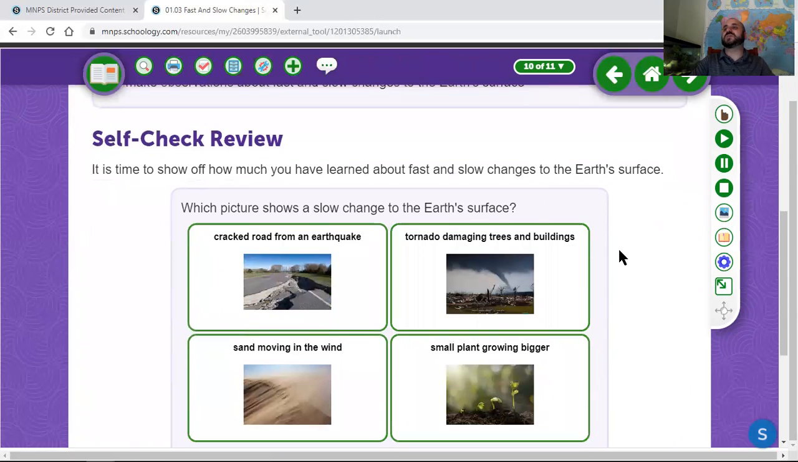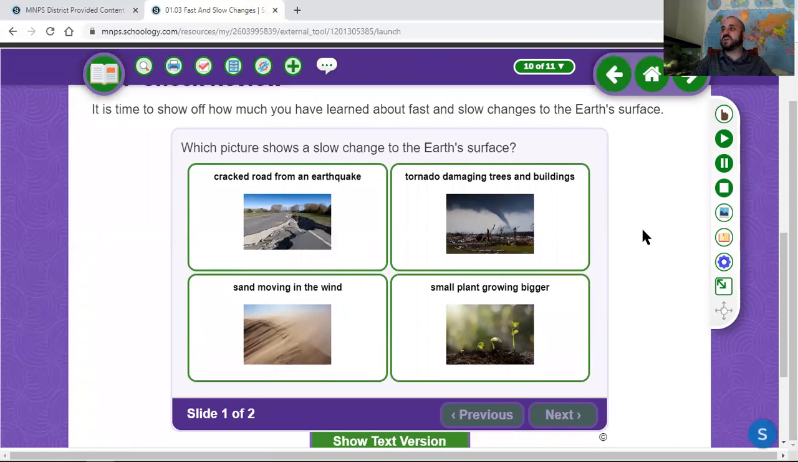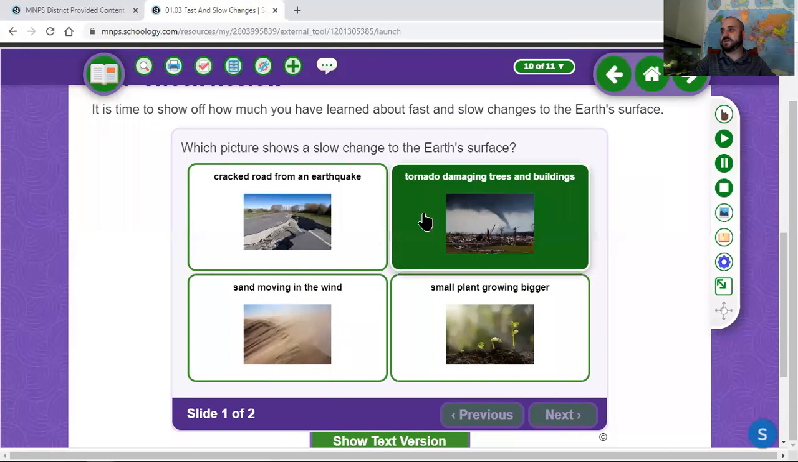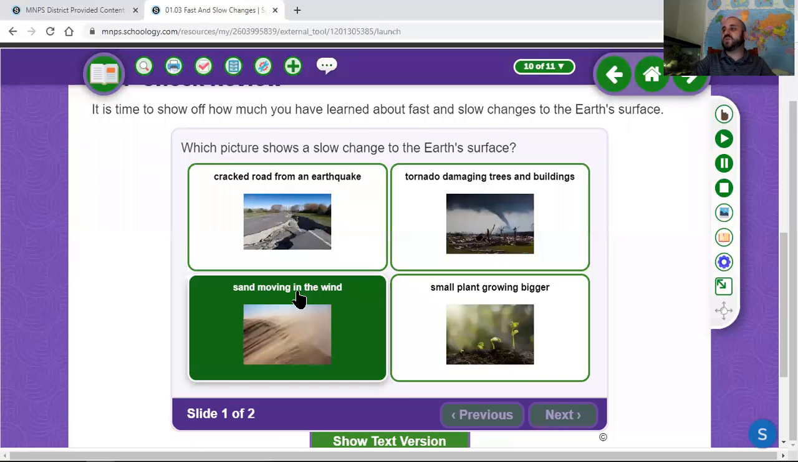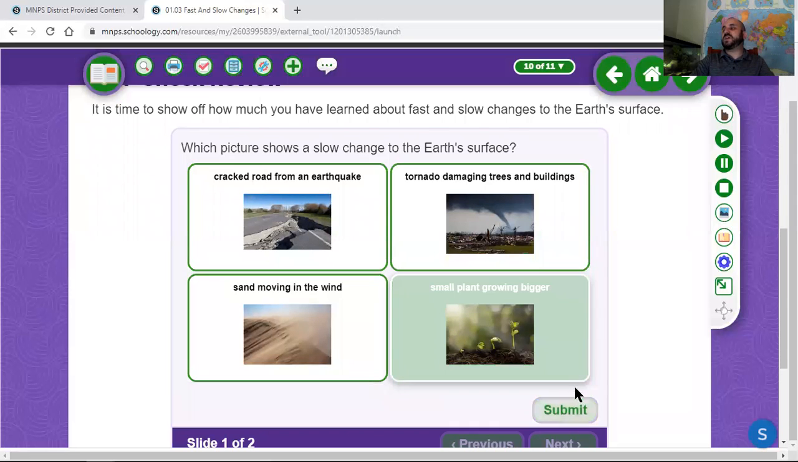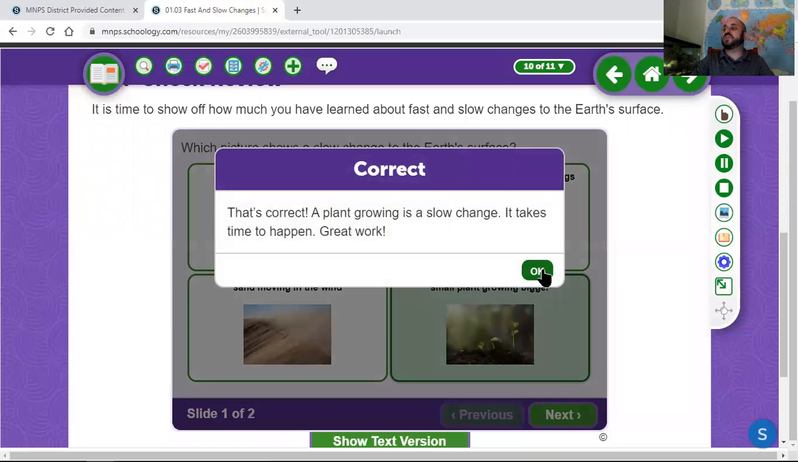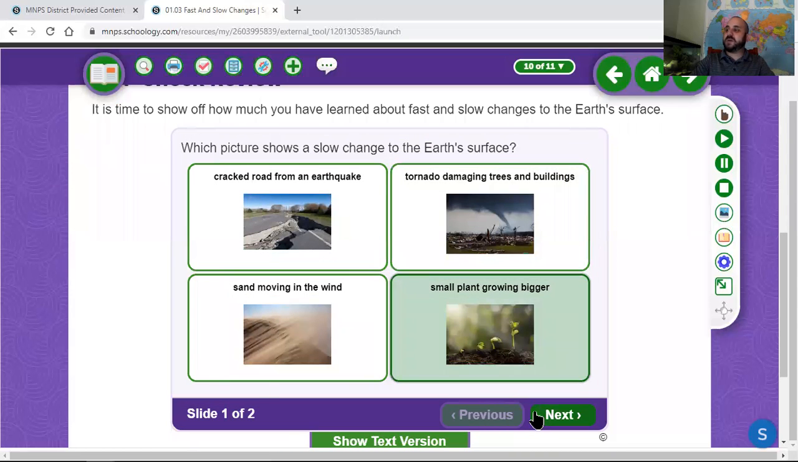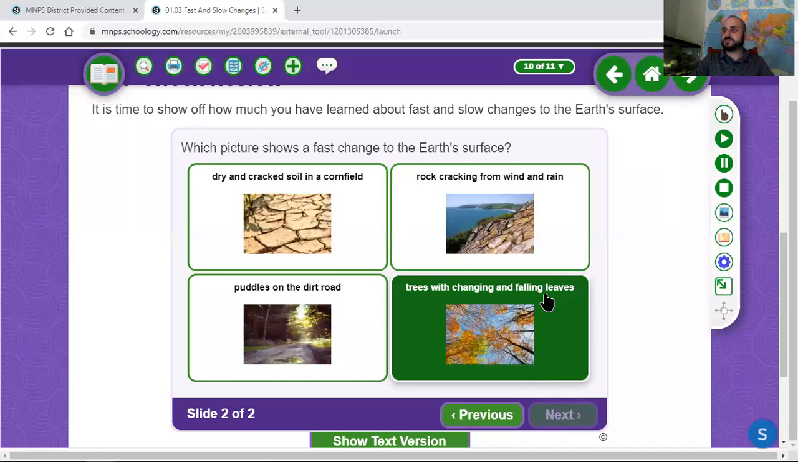Let's do a quick review. It's time to show off how much we've learned. Which picture shows a slow change to the Earth's surface? Cracked road from an earthquake, tornado damaging trees and buildings, sand moving in the wind, or a small plant growing bigger. That's right, a small plant growing bigger is going to be the slow change. All these other ones can happen pretty fast.